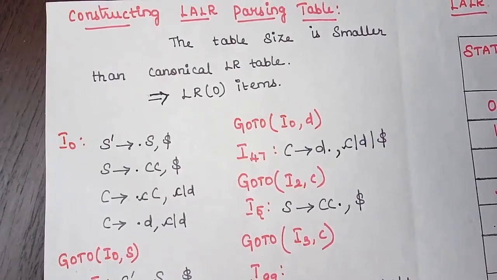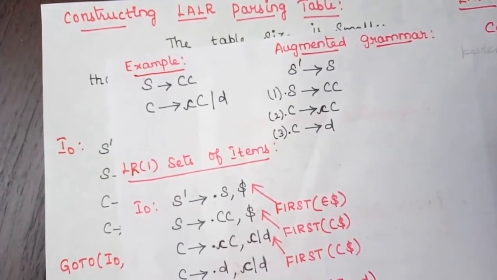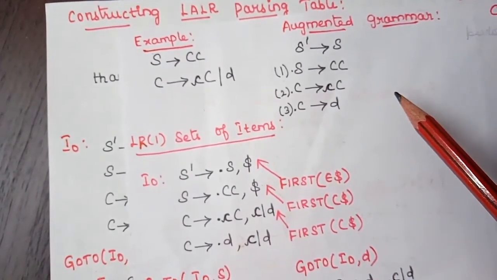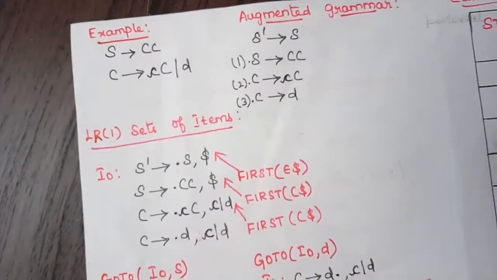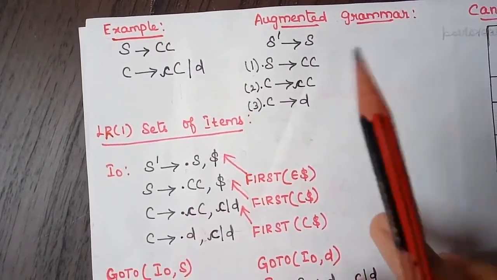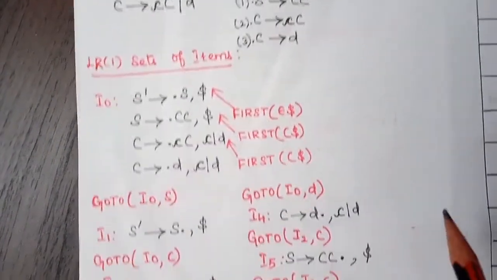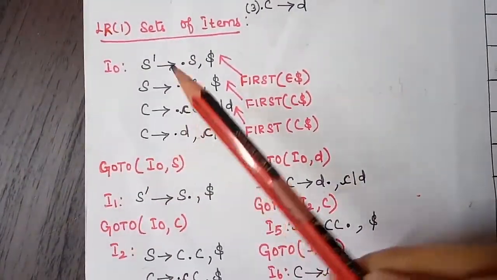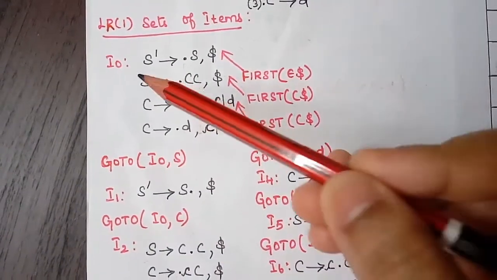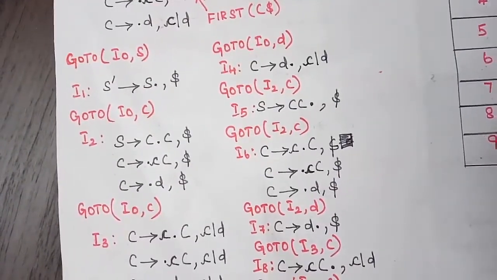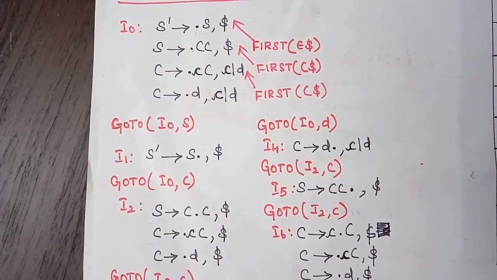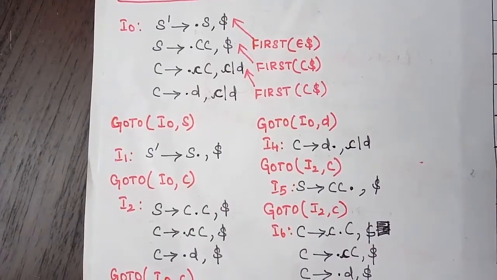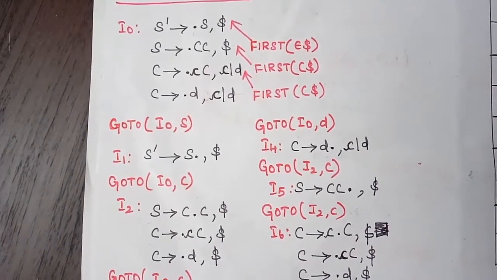So let us consider the same example, for which the augmented grammar is already formed. This is the previous canonical LR grammar, and we found all the sets. So these are the LR(1) sets, containing a number of items, that is, from I0 to I9. We are going to take the same sets and combine the sets that repeat with different lookahead symbols.